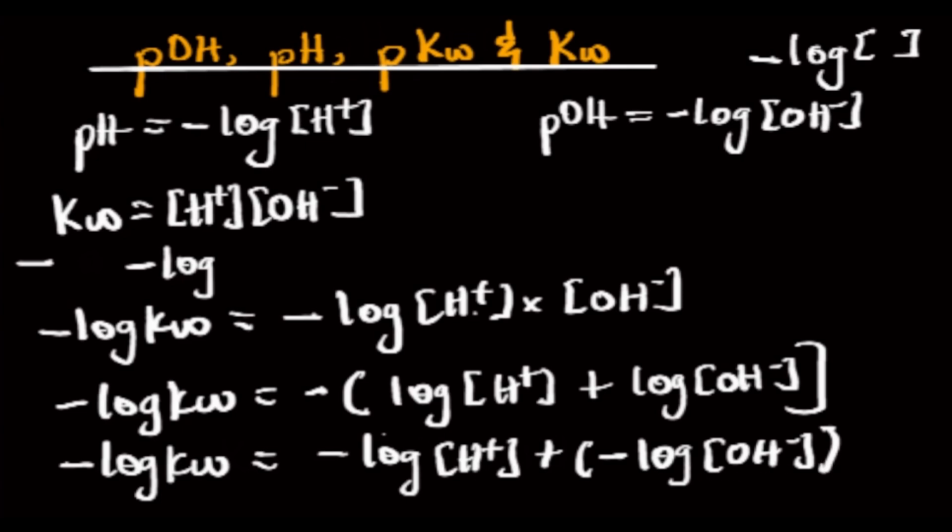If you recall, pH was the negative logarithm of hydrogen ion concentration, and pOH was the negative logarithm of hydroxide ion concentration. So if I have the negative logarithm of Kw, I've once said that the negative logarithm of concentration indicates power. So I'm going to have this to be pKw, because the negative logarithm indicates p. So pKw equals the negative logarithm of hydrogen ion concentration, which is the pH, plus the negative logarithm of hydroxide ion concentration, which is also pOH.